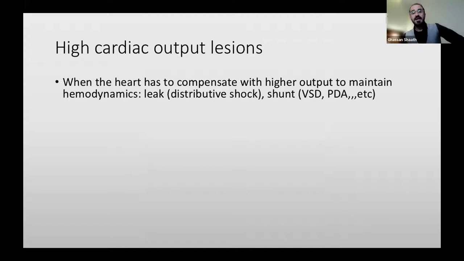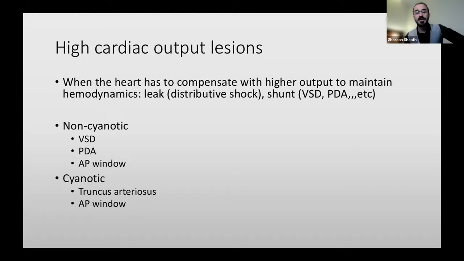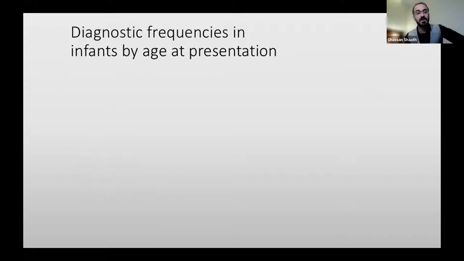Now, high cardiac output lesions are different. So we finished systemic outflow obstruction and pulmonary obstruction, proximal and distal, and now we'll move to high cardiac output lesions where the heart has to work with a higher output to maintain hemodynamics, which might be related to a leak like distributive shock in sepsis or anaphylaxis, or to shunt lesions like VSD and PDA. Those lesions are non-cyanotic like VSD, PDA, or AP window, or they might be cyanotic like in truncus arteriosus, or a patient with an AP window that is shunting right to left.